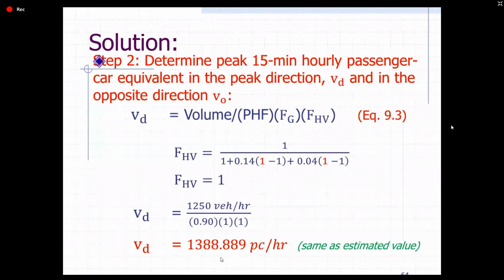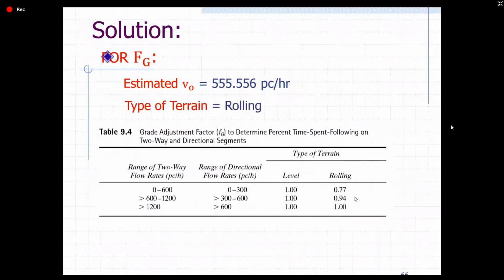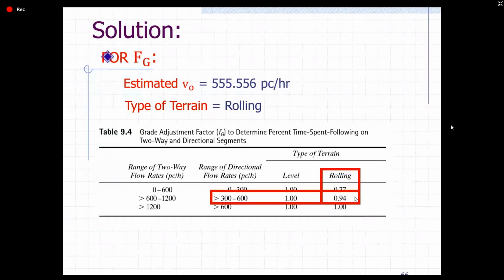Okay? So next is gawin ko yung same process sa kabilang lane wherein your volume is 555.56 ata. Kailangan nating i-determine yung actual value natin. Okay, sa kabilang V sub O, tama, sa kabilang line. So still, using your V sub O, kunin natin yung FG. This is 300 to 600. So ibig sabihin, this is 1.0 pa rin. I'm sorry, 0.94 kasi rolling tayo. So ito yung value natin.